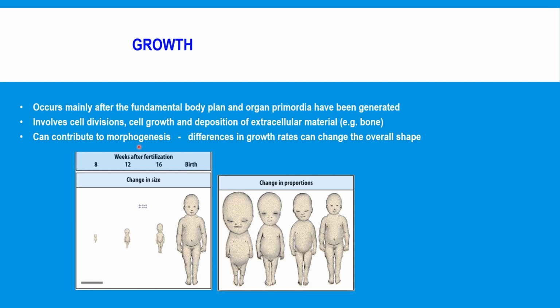It can contribute to morphogenesis because differences in growth rate can change the overall shape, and we see the baby, or the embryo, as it's growing up to be an infant. If you look at the proportions of the body at this stage, the head is obviously much bigger than the final form. So the rest of the body grows. The head grows more first, but then the rest of the body grows afterwards. So this is growth that's contributing to change in shape.